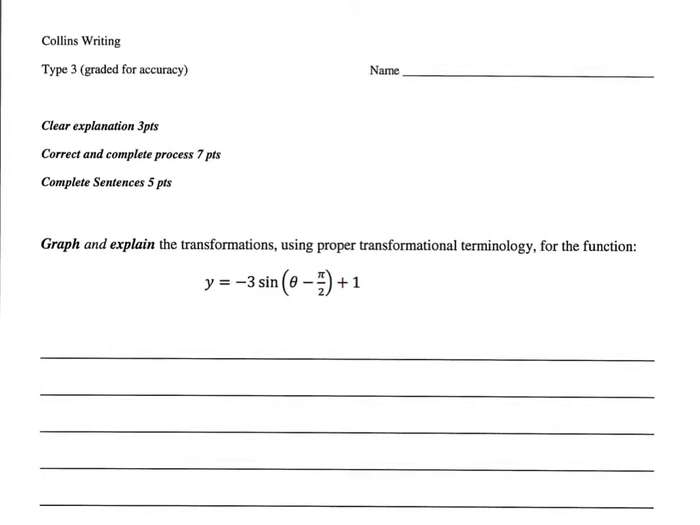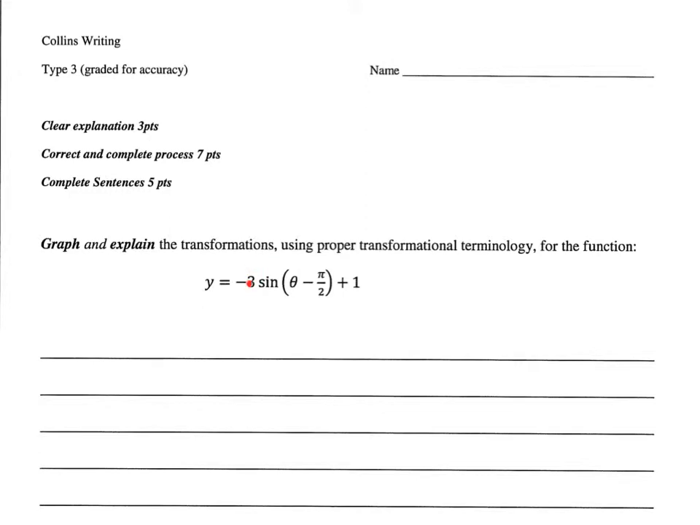And I need you to actually explain using complete sentences, or else not full credit; correctly, completely, or not full credit; and clearly, or not full credit, all of the transformations using the proper terminology. So I'll discuss them with you, but you need to write this out. What does a negative do in front of any function? Well, that's a reflection over the x-axis.